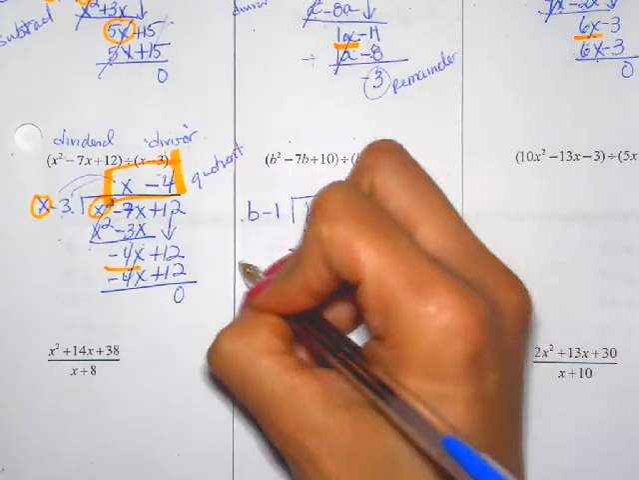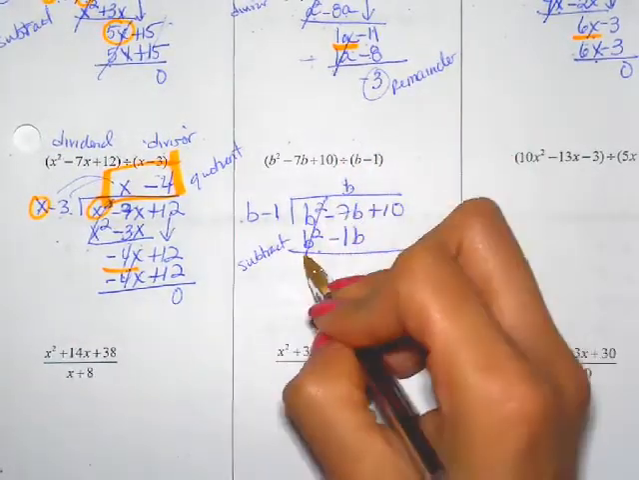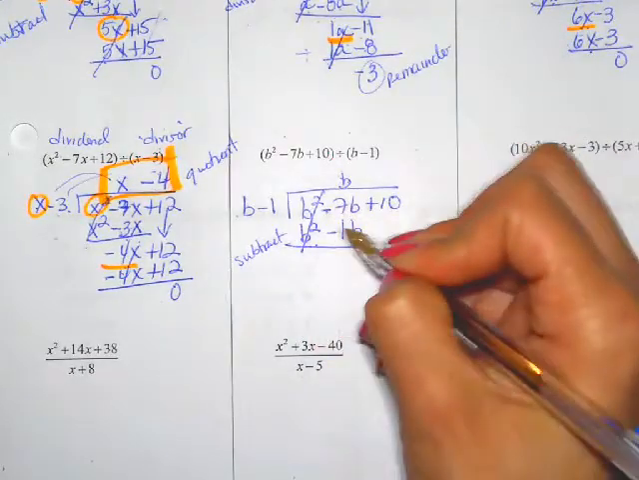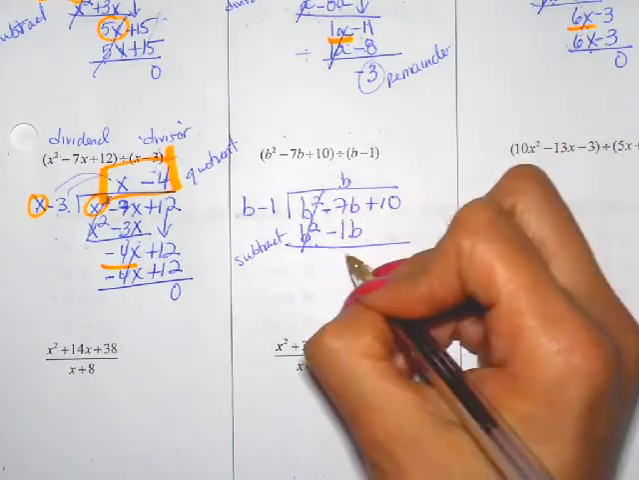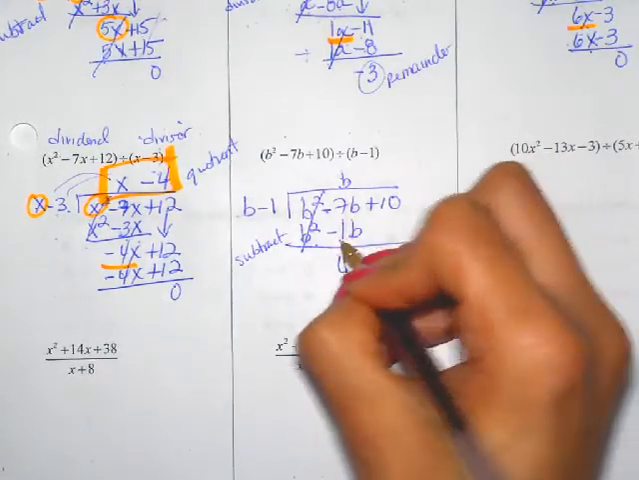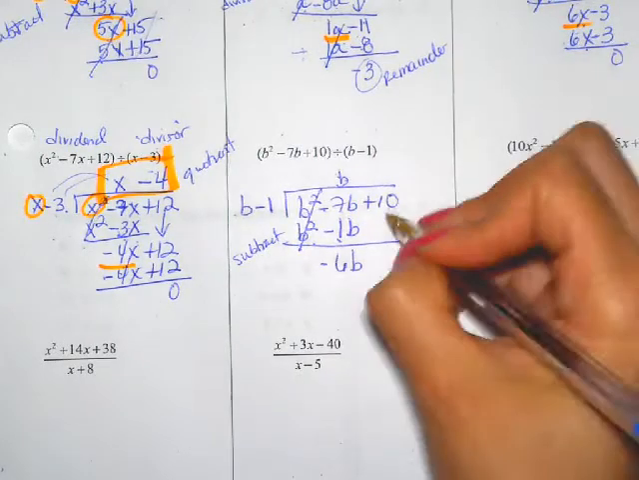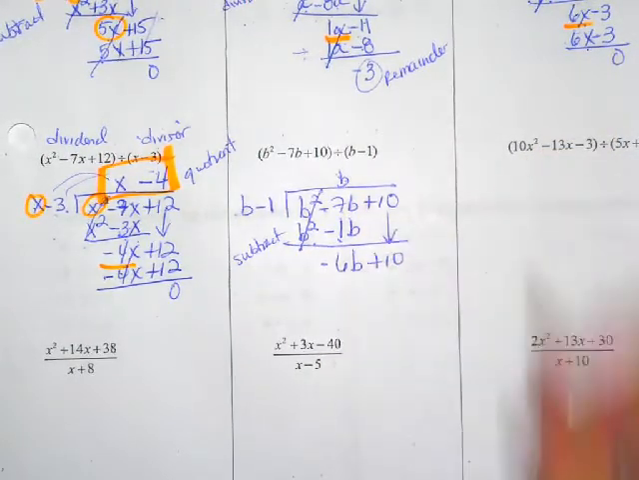Then we subtract or take the difference. B squared minus b squared is 0. Negative 7b minus a negative 1b will change this to a positive. So I have negative 7 plus 1 is 6, because there'll be different signs. And you keep the sign of the larger one, which would be the negative 7. Bring down the positive 10.